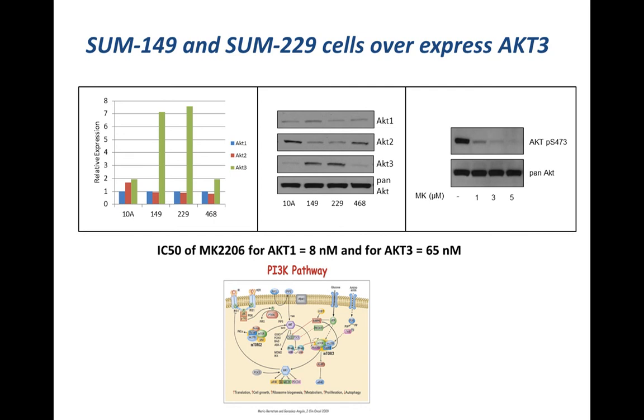And sure enough, this bore out at the Western blot level, at the protein level. So here's AKT3 in 149s and 229s compared to 10As and 468s. So these cells, in fact, are making a lot of AKT3, and that would suggest that all we have to do now to turn it off is just give more drug, get up to that sort of IC50 concentration. And so we repeated the experiment now. We gave, instead of 1 micromolar, 3 micromolar, 5 micromolar, and now we can finally get rid of the AKT phosphorylation. So that was a really important mystery to solve.